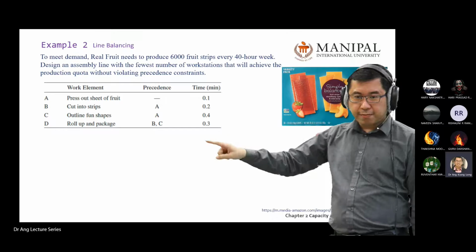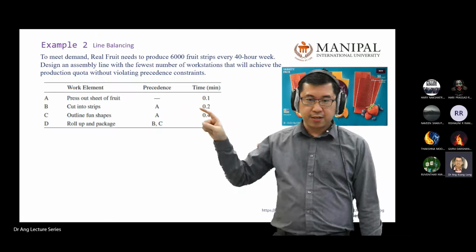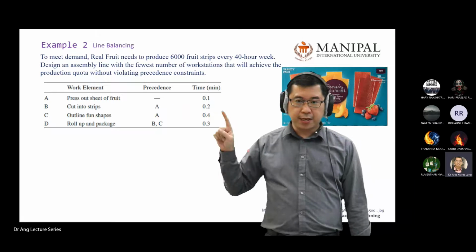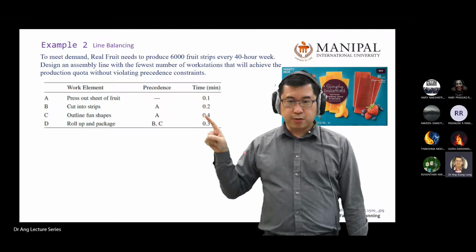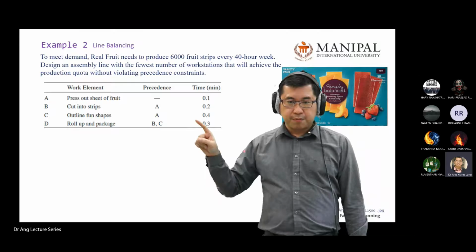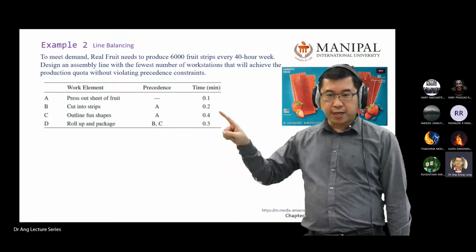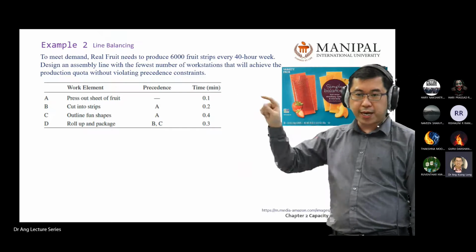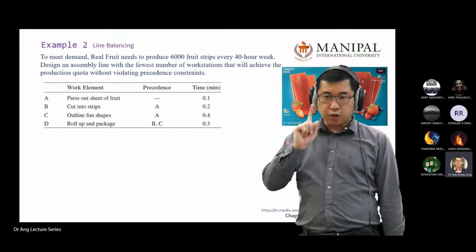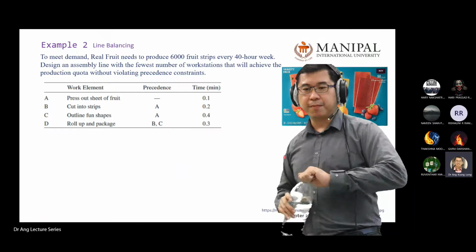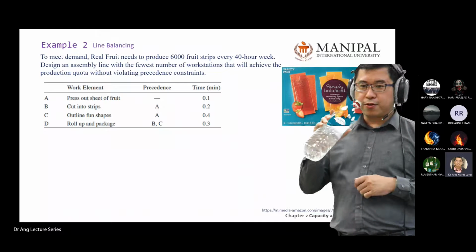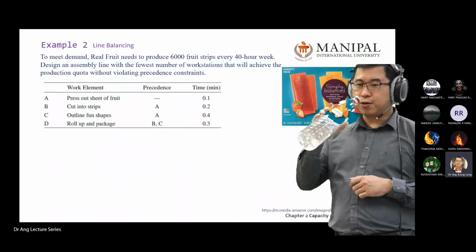Then the time spent at each station. Process A uses 1 minute. Process B uses 0.2 minute. Process C uses 0.4 minute. Process D uses 0.3 minute. Again, the unit that we use in our planning is minutes, not seconds. Seconds is in the engineering module where you calculate Newton forces and all this.